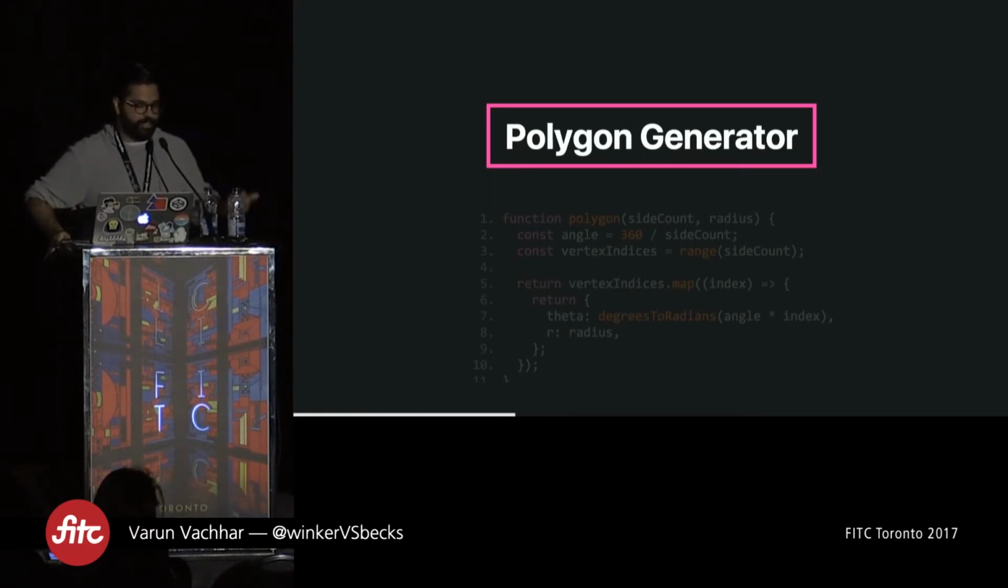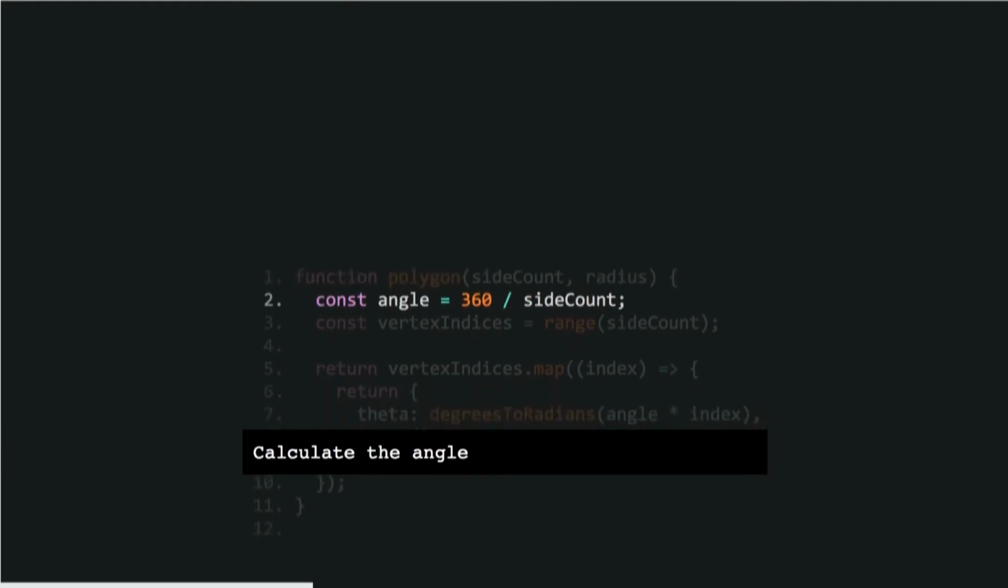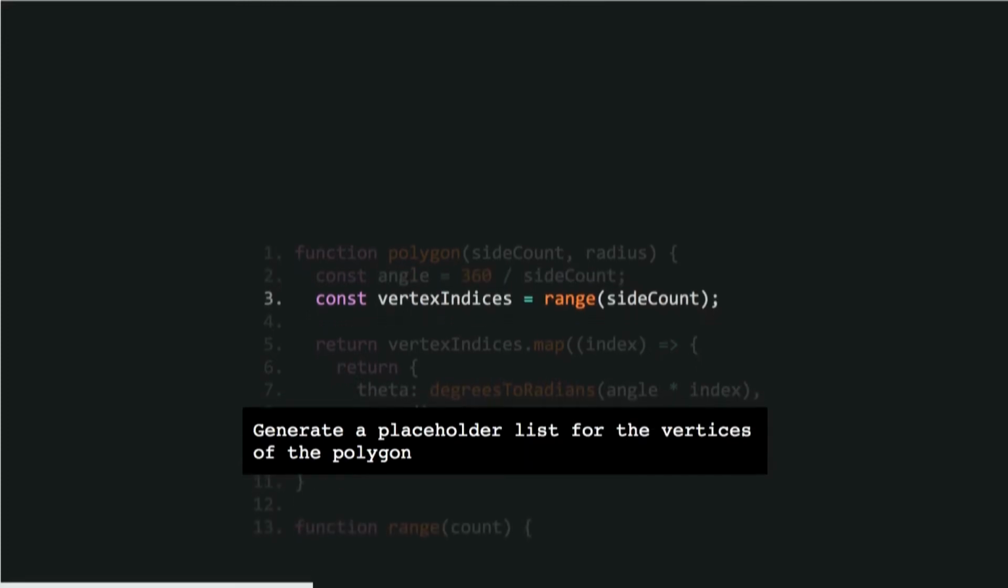The idea is this function will take two variables, a side count and radius, so the number of sides for the polygon that you're generating and the size of that polygon. And using that, it's going to generate all the vertices needed to render out that shape. So the first thing that happens inside this function is it calculates the angle. So 360 divided by the number of sides.